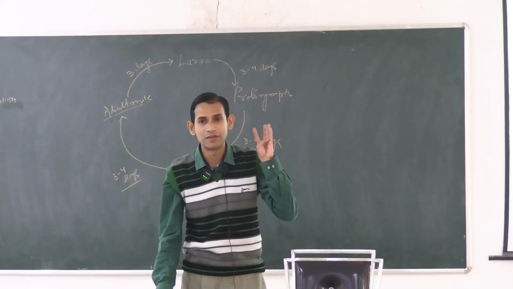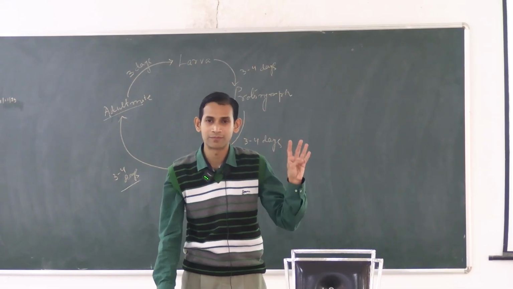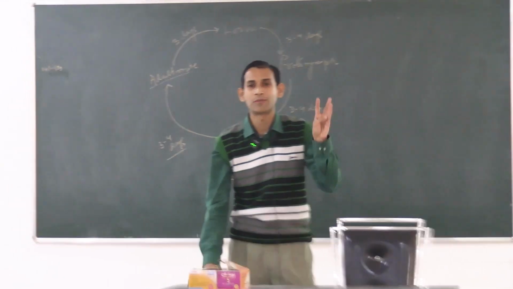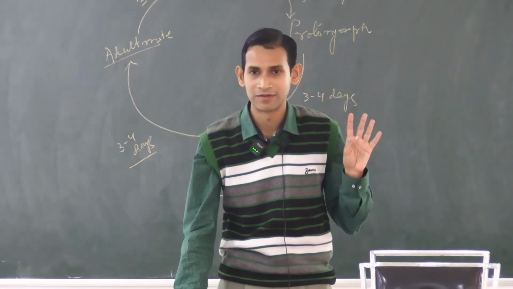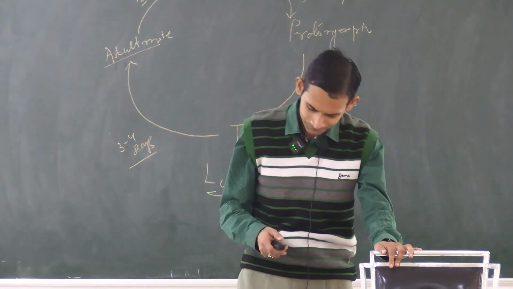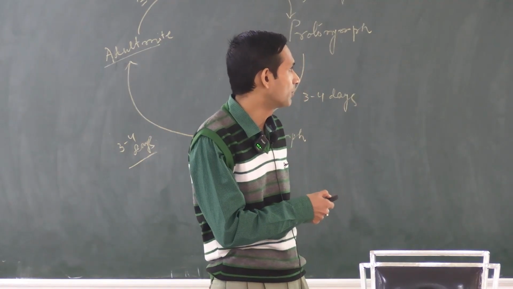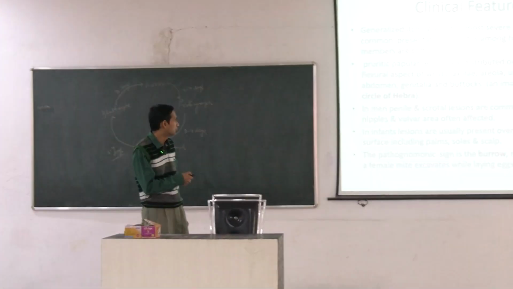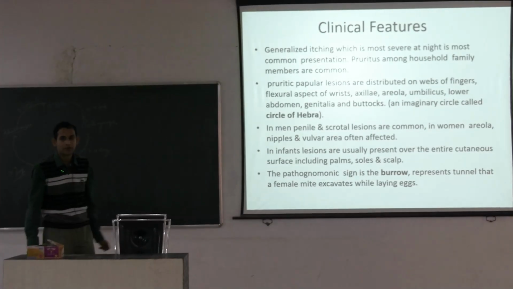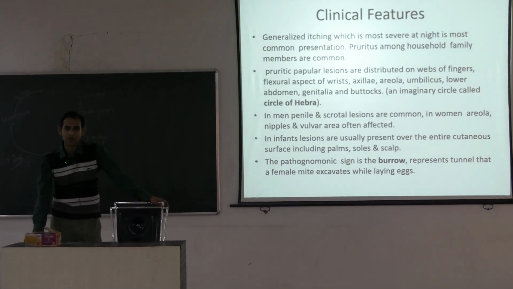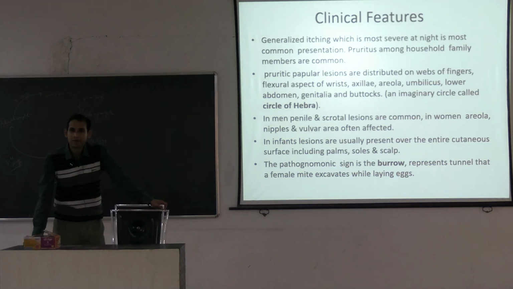One is when the itching is more, that is nocturnal pruritus, meaning itching exacerbated at night. Number 2 is the history of pruritus among close personal contacts or family members. These are the 2 most important histories. So generalized itching, which is most severe at night, is the most common presentation, and pruritus among household family members is very common. Now the distribution. The lesions are usually pruritic papular lesions. What is a papule? Can anybody say what a papule is?